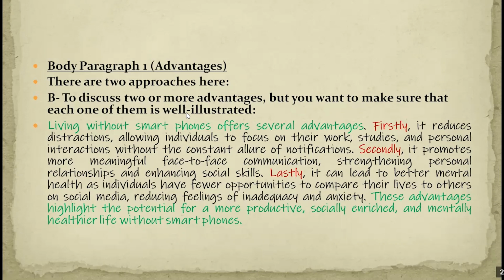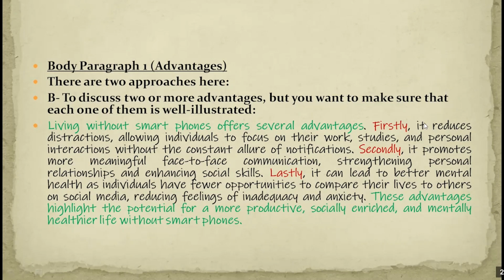Of course, in order for you to do that, you have to start with a topic sentence. And in this topic sentence, you need to say that you're going to illustrate the advantages, many advantages. Like this example: living without smartphones offers several advantages. So when I say several advantages, that means that I'm going to talk about more than one advantage in this paragraph. And then we use organizational words like first, second, last, and so on.